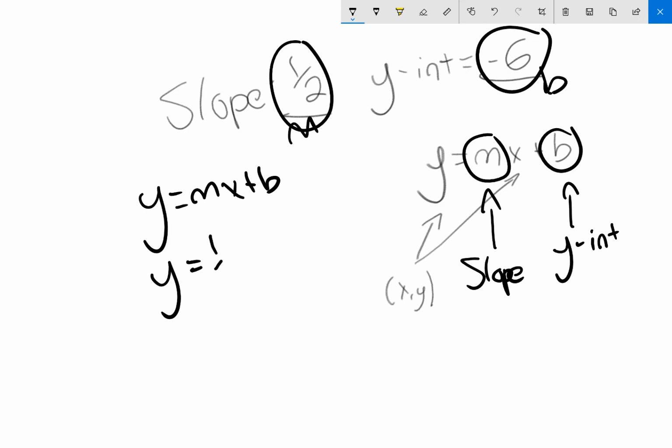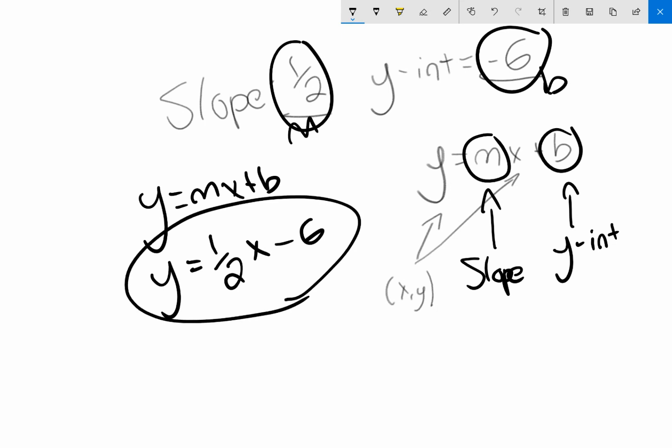M is 1/2 because my slope is 1/2, and b is -6, so I'll have -6. You can write plus -6 if you want to, but plus -6 will be the same as -6. So there's your equation. All I essentially did was just plug in my slope and my y-intercept, and I had my equation.